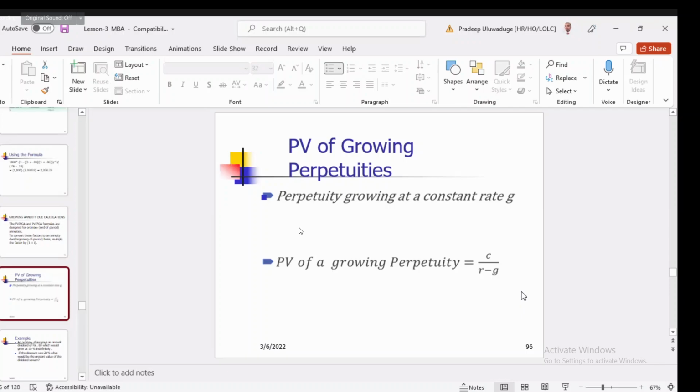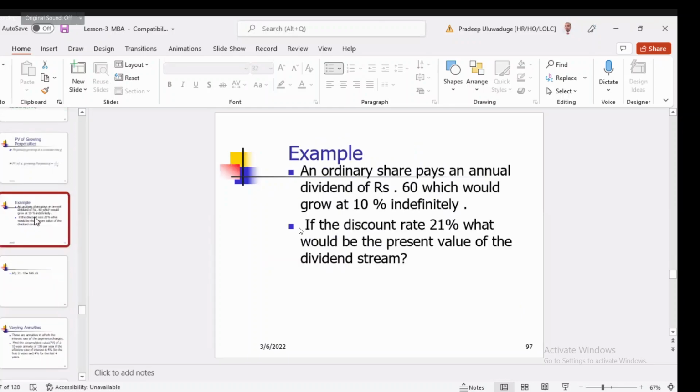Yes, we have an example. Let's do the example and then take 40. Right? An ordinary share pays an annual dividend of 60, which would grow at 10% indefinitely. An ordinary share. So we know that ordinary shares do not mature. It says it will pay an annual dividend of 60, which will grow at 10% indefinitely. If the discount rate is 21%, what would be the present value of the dividend stream, right?